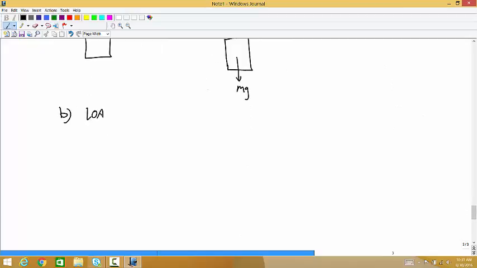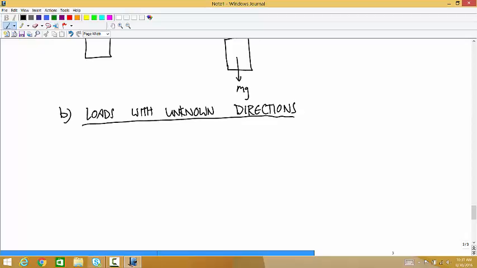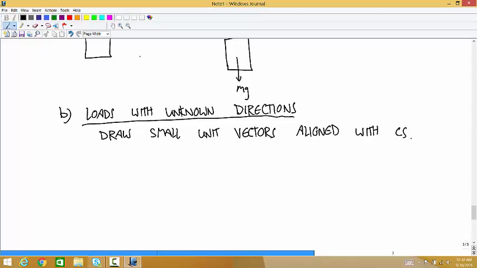Loads with unknown directions. Draw small coordinate axes, or really what you're drawing is small unit vectors aligned with the coordinate system axes. And label these with a vector variable.